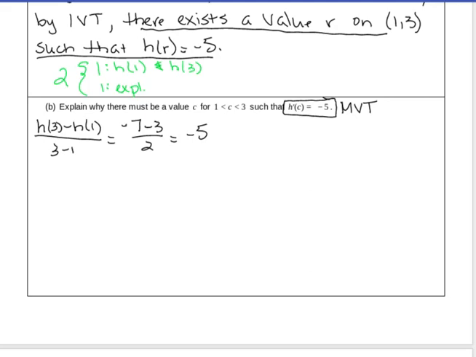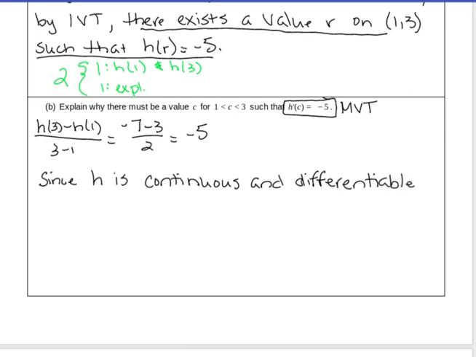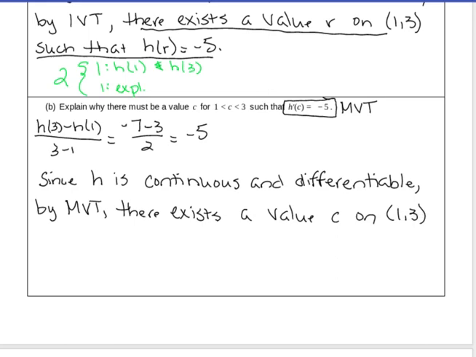So since h is continuous and differentiable, then by MVT, there exists a value c on the interval from 1 to 3 such that h prime of c is equal to negative 5.